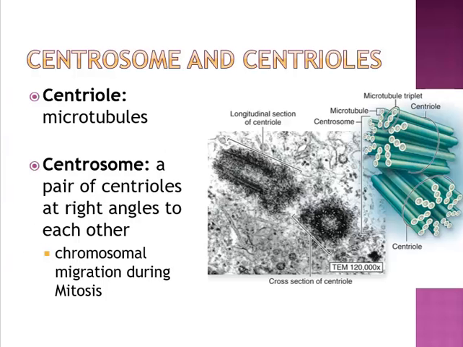Now we have our centrosomes and our centrioles. Our centrioles are microtubules, and our centrosomes are a pair of centrioles at right angles to each other. So if I were to put an arrow on one of these, or if I were only to circle one and say ID structure or ID organelle, you would say centriole. If I put a circle around both, you would say centrosome.